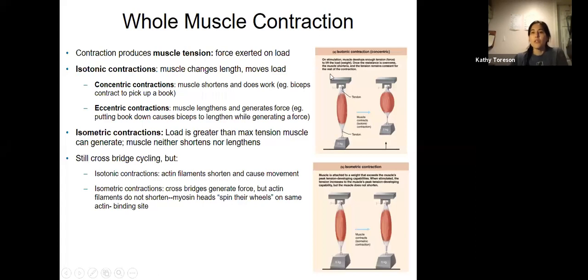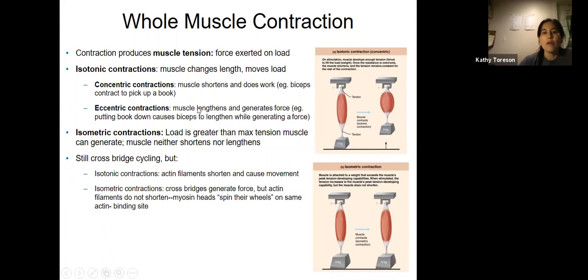So both isotonic and isometric contractions are still muscle contractions. We are still forming those cross bridges, so we still have the cross bridge cycling. We still have that interplay of the actin and myosin, those regulatory proteins, tropomyosin and troponin. Everything that we've been talking about with respect to muscle contraction is still occurring. The only difference between isotonic and isometric is: is the muscle getting shorter? Are we moving a load?